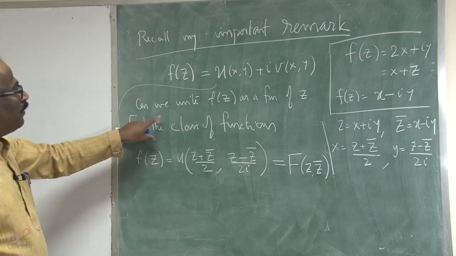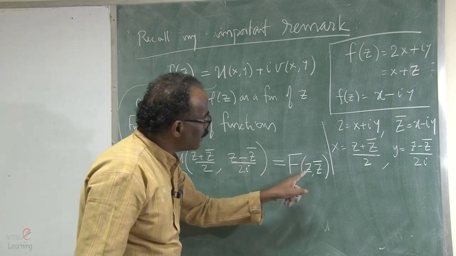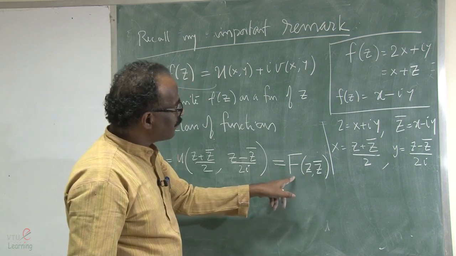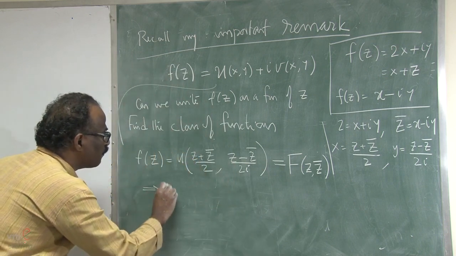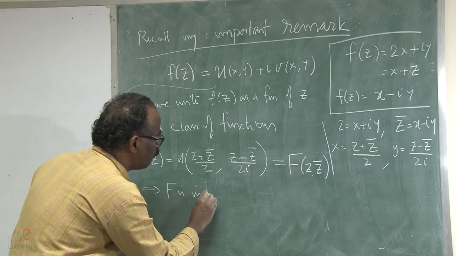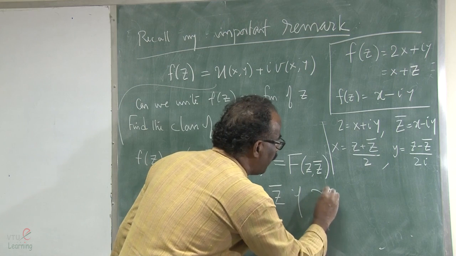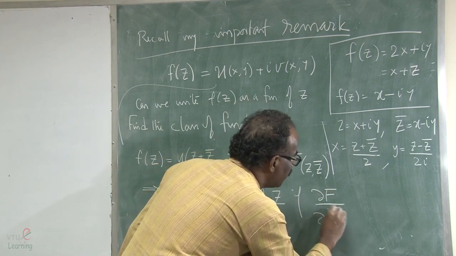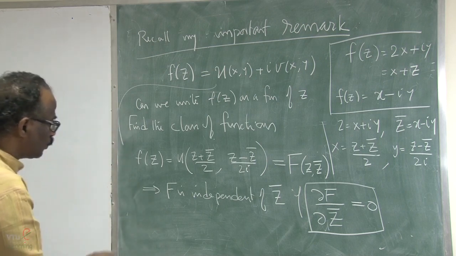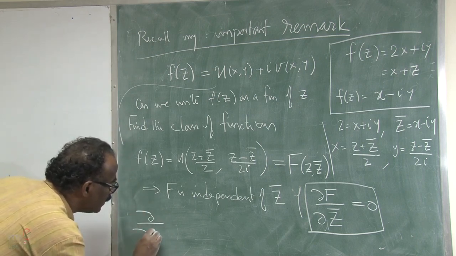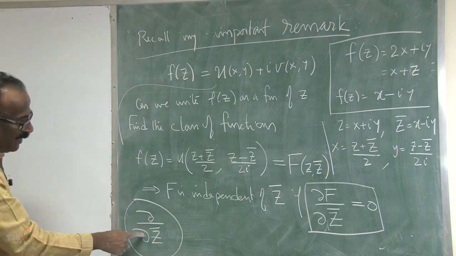So what is my wish? My wish is that I want to write f of z as a function of z. That means its derivative with respect to z bar should be 0. In other words, f is independent of z bar if df by dz bar is equal to 0. This is what I wanted. So I want to understand this operator, d by dz bar.